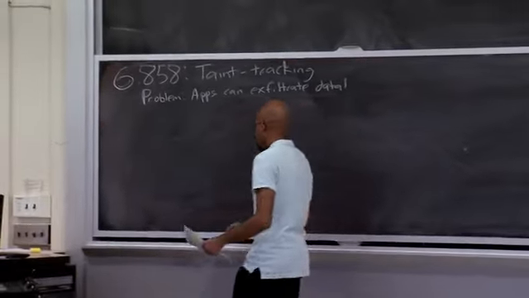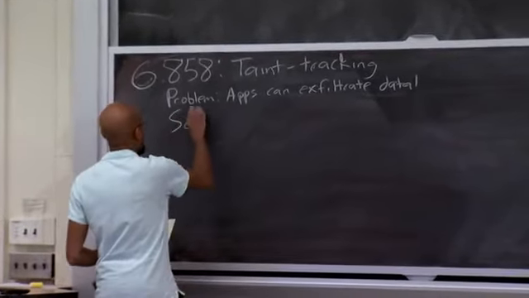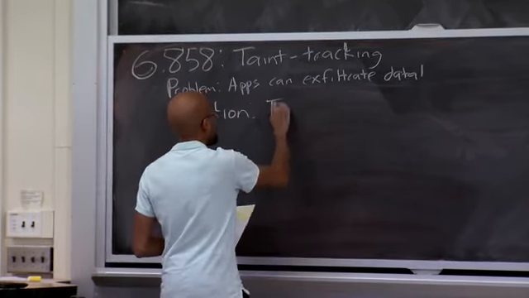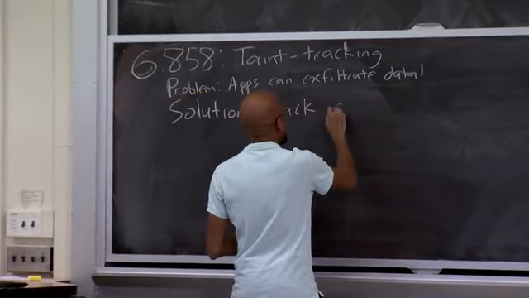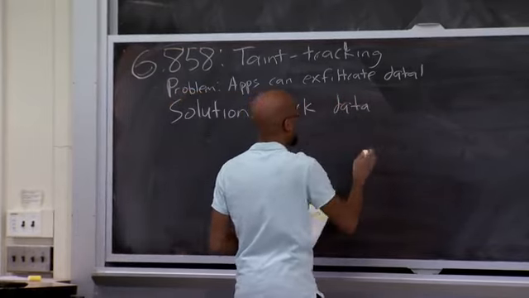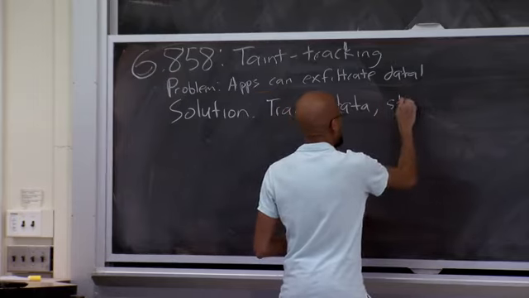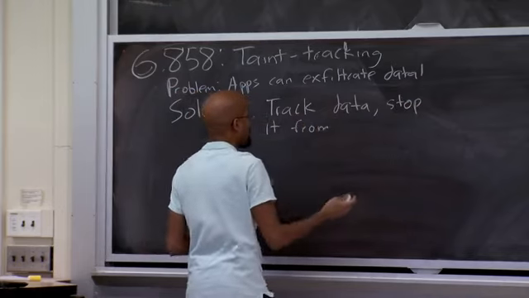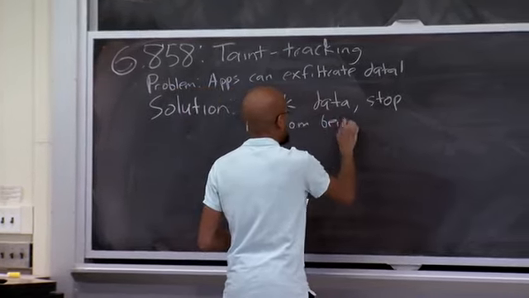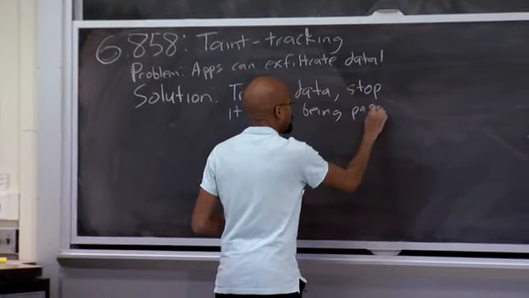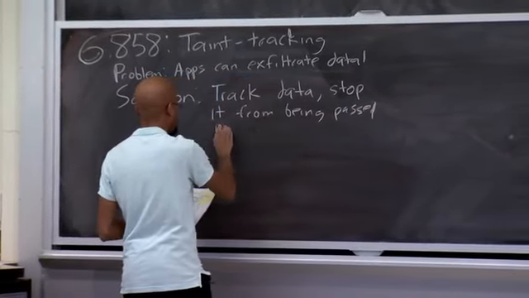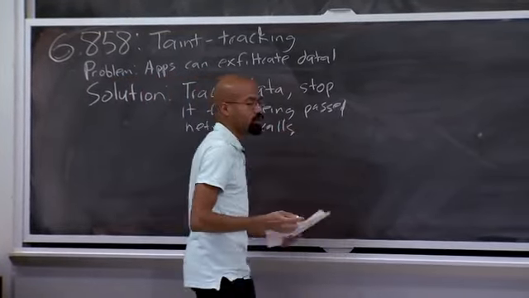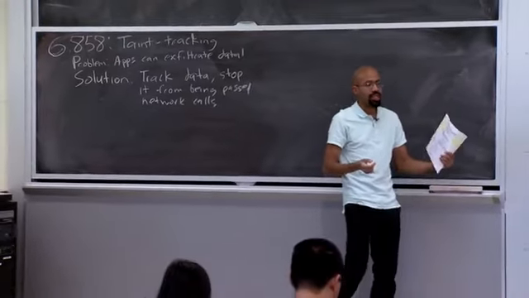So the high-level solution that the TaintDroid paper suggests is that we should basically track the sensitive data as it flows through the system, and essentially we need to stop it from going over the network. In other words, we need to stop it from being passed as an argument to networking system calls. Presumably, if we can do that, then we can stop the leak right at the moment that it's about to happen.